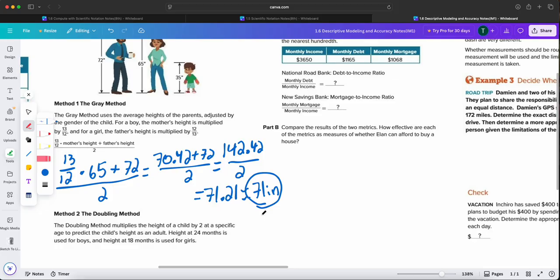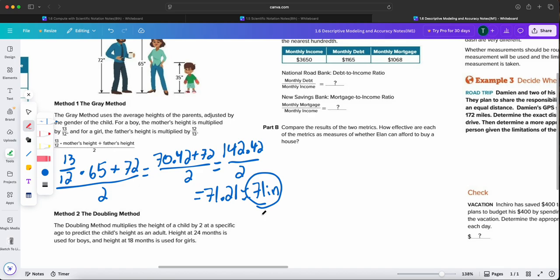So the doubling method multiplies the height of a child by 2 at a specific age to predict the child's height as an adult. Height at 24 months is used for boys, and height at 18 months is used for girls. So 24 months would be 2. Okay, so we're going to use this doubling method.